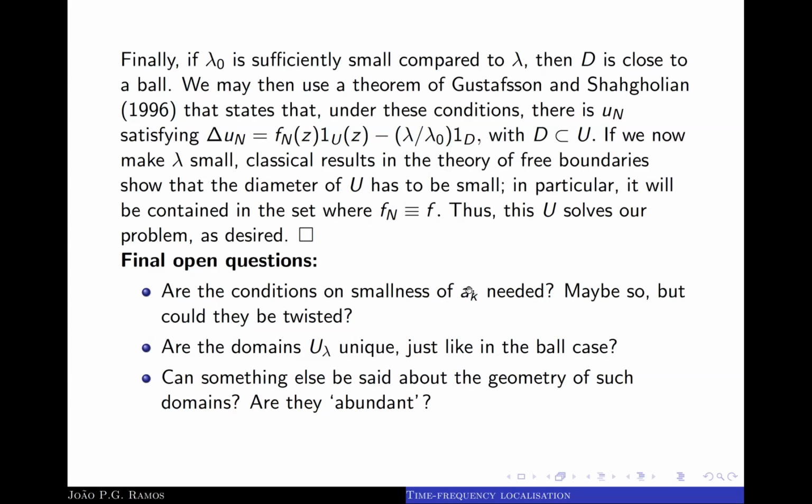Are the domains U lambda unique for each of the eigenfunctions? Are they unique in a certain sense? So if I fix a lambda and an f0, is there a unique U lambda with that property? And can something else be said about the geometry of those domains? Are they, for instance, simply connected? I think they're going to be. One can probably prove that. But are they abundant in a sense? Are most domains like them, or is this a rare property? Well, this is still to be quantified, and I don't know how to quantify that myself, but I think it could be an interesting problem to work on next.